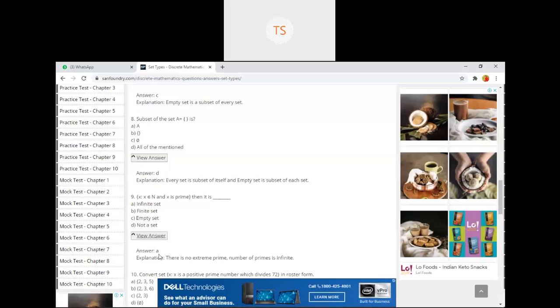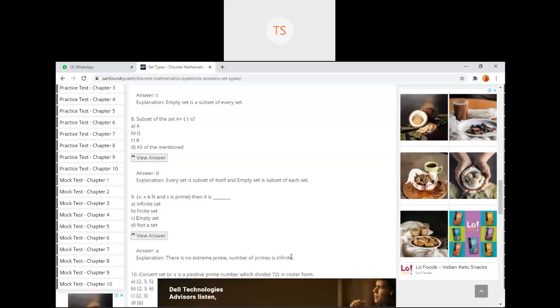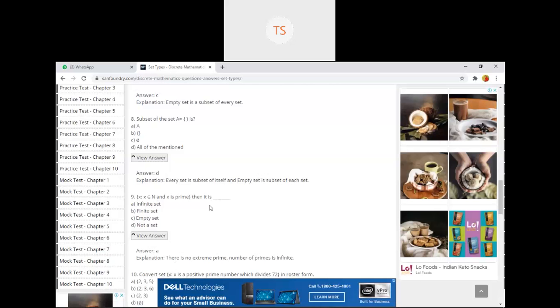See here, option A, because there is no largest prime. The number of primes is infinite. So you will start from 2, 3, 5, 7, 11, and so on. In this way you will get infinitely many prime numbers. So the set of prime numbers is an infinite set. Okay, are you clear?